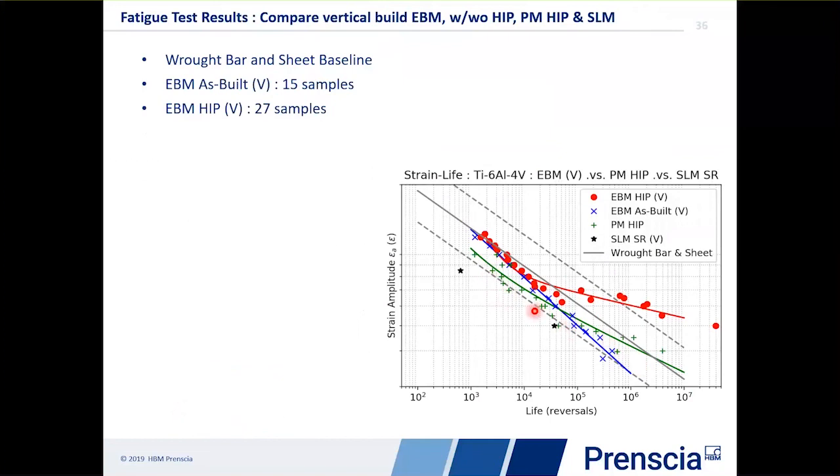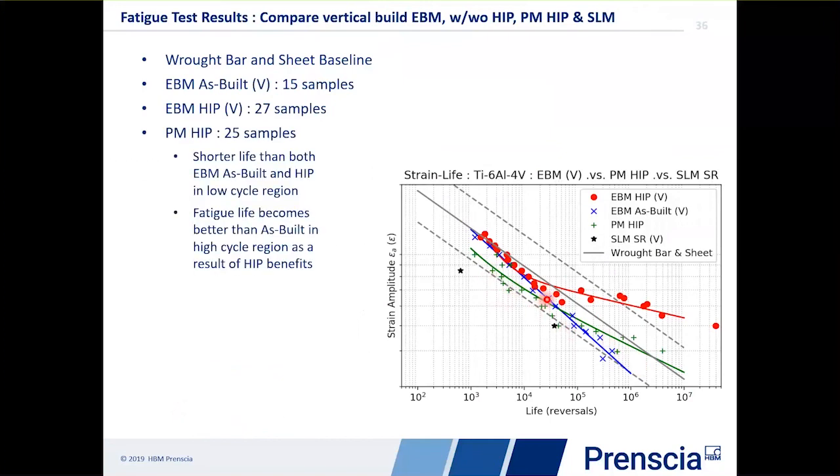Again, what we can see is a good, consistent quality here. It's shorter life than both the electron beam melting that we've seen in the low region, and fatigue becomes better than the as-built as we get into that high cycle area because of the hipping process.